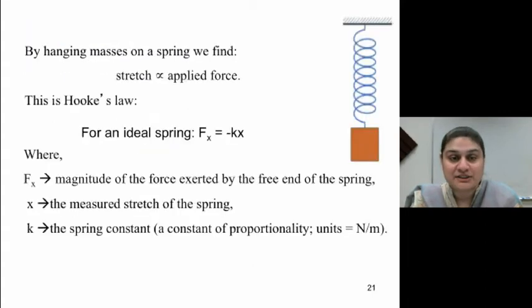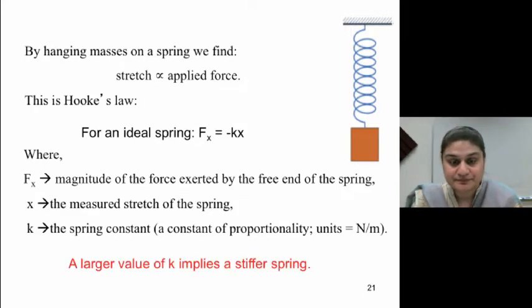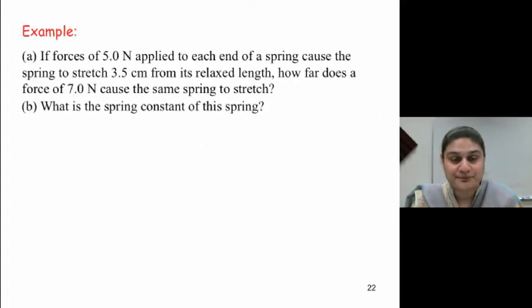For springs, we need to use something called Hooke's law. Hooke's law says that when hanging masses on a spring, we find that the stretch of the spring is directly proportional to the applied force. For an ideal spring, F equals minus kx, where F is the magnitude of the force exerted by the free end of the spring, x is the measured stretch of the spring, and k is the spring constant. A larger value of k implies that we have a stiffer spring.